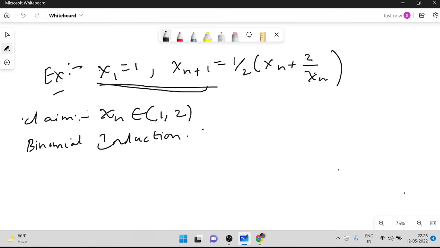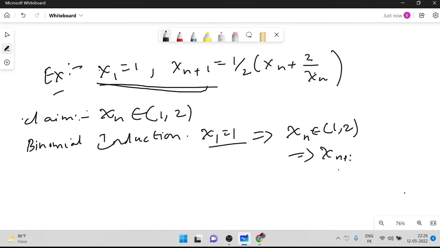Say it is true for 1. So we assume that it is also true for n, so xn also belongs to [1, 2]. All we need to do is prove that x(n+1) also belongs to [1, 2]. Induction we studied in our 10th standard. I hope people remember that.